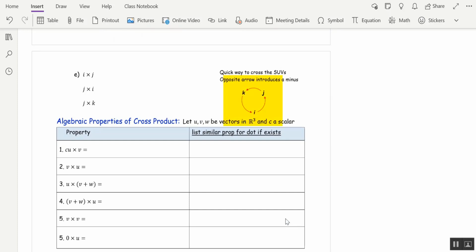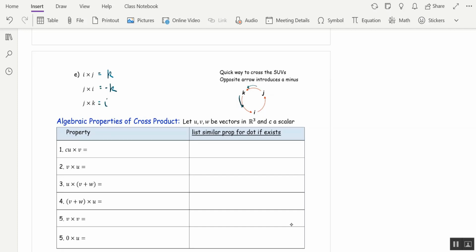So if you look at this circle here, the arrows indicate which way you're going to cross and get positive. So for example, if I take I cross J, I look on my circle here, and I go from I to J, and this gives me K. If I go J cross I, then I want to go in the opposite way, and that gives me -K. And finally, J cross K, I'm going positive, that's going to give me I.